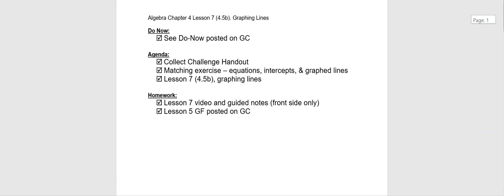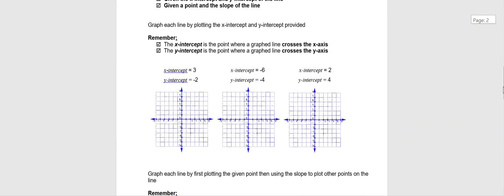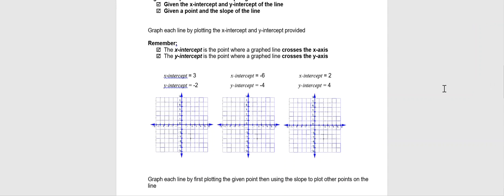So we're going to get started by keeping things simple. I'm actually just going to go through one of these examples for you in these first 3 by plotting the intercepts. And then we'll get into a little more detail in the bottom group of problems.